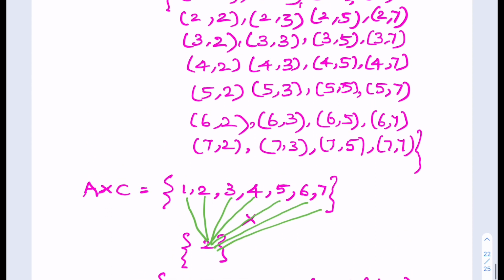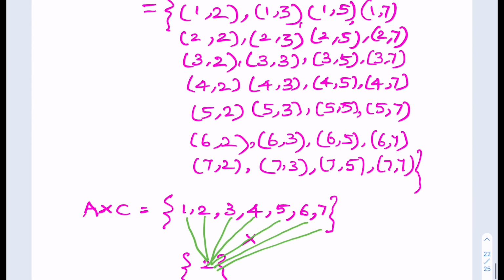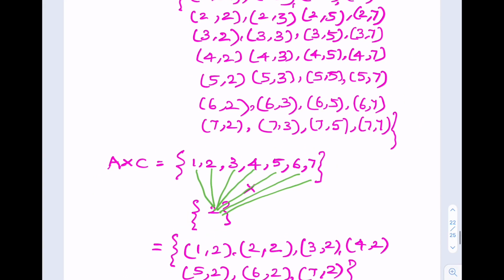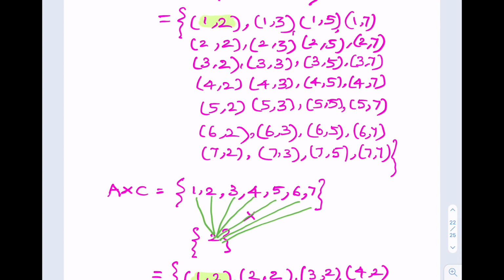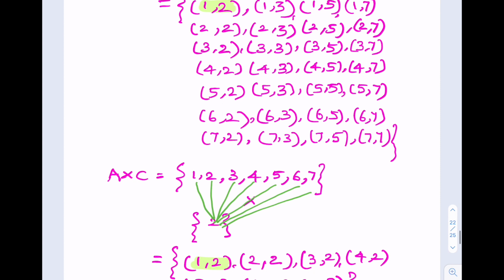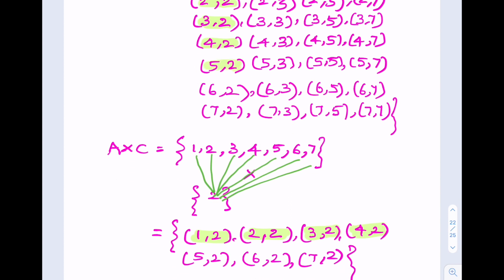So now let us go and find out the common elements between A × B and A × C. Now we see (1, 2) is present in A × B and A × C. (2, 2) is present in A × B and A × C. (3, 2) is present in both. (4, 2) is present in both. (5, 2) is present in both. (6, 2) is present in both. (7, 2) is present in both A × B and A × C.